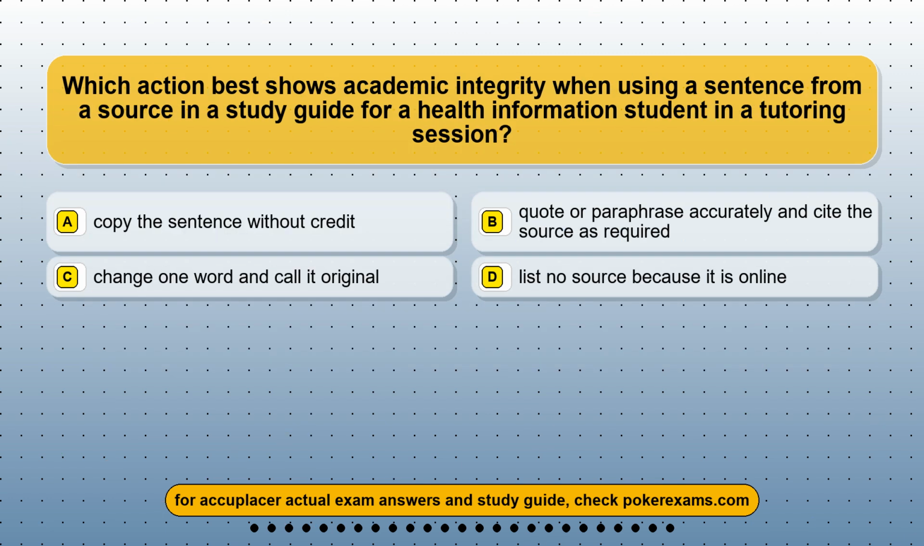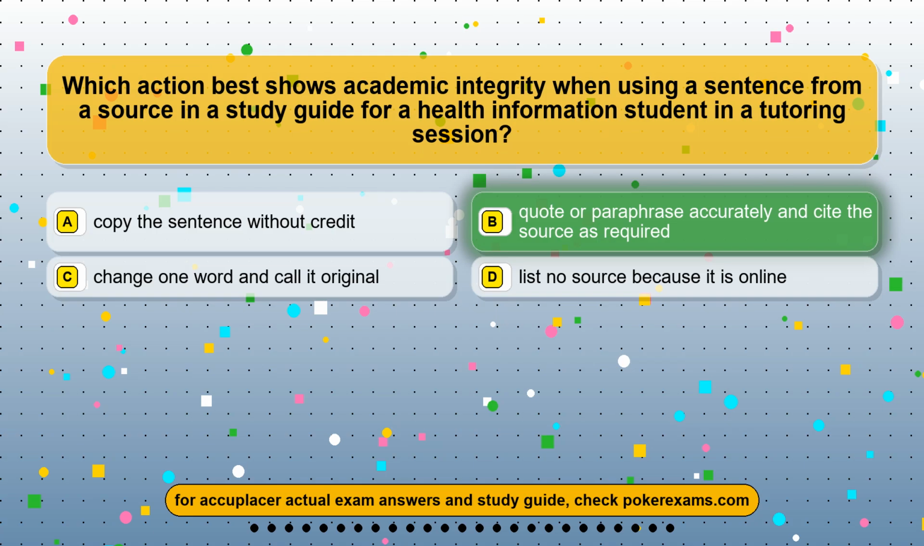Question 15. Which action best shows academic integrity when using a sentence from a source in a study guide for a health information student in a tutoring session? Option A. Copy the sentence without credit. Option B. Quote or paraphrase accurately and cite the source as required. Option C. Change one word and call it original. Option D. List no source because it is online.